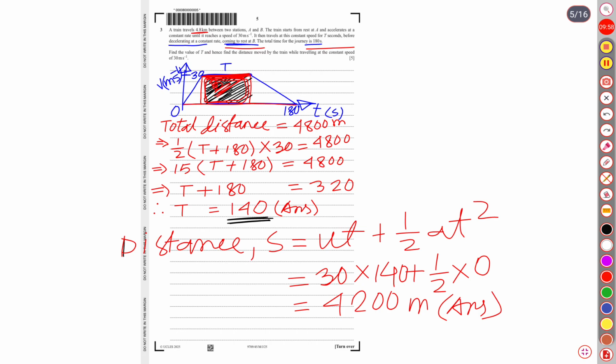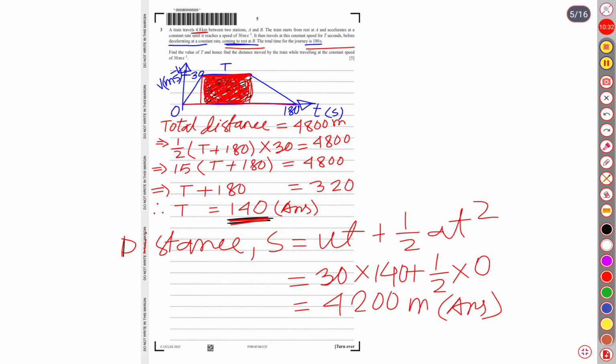And here, please don't get confused with this, that distance s equal to ut plus half at square. Here actually it is about the time when it was traveling at a constant speed. That means already we have found the time, the length of time it was moving at a constant speed was 140 seconds. So we have applied the simple formula, s equal to ut plus half at square, and as it is moving at a constant speed, there should be no acceleration at all, so a is 0.